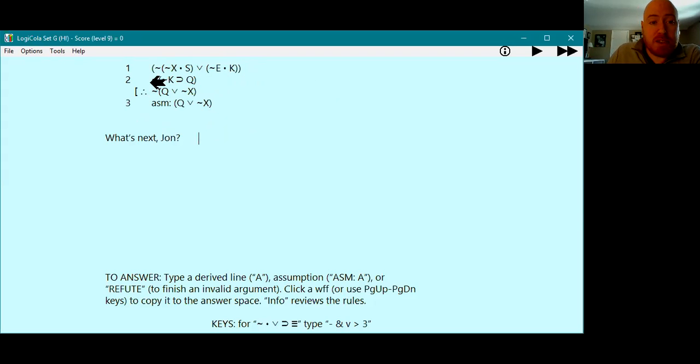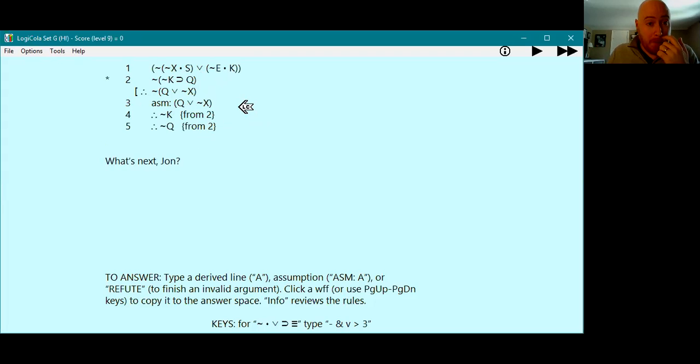But premise 2, I've got a tilde outside of a horseshoe. So this can be simplified from line 2. If this horseshoe is false, that means that the antecedent is true and the consequent is false. So I can simplify to not K. I can also simplify to not Q. And here with my assumption line, I've got either Q or not X, and I've got not Q on line 5. So I can derive not X by disjunctive syllogism of 3 and 5.